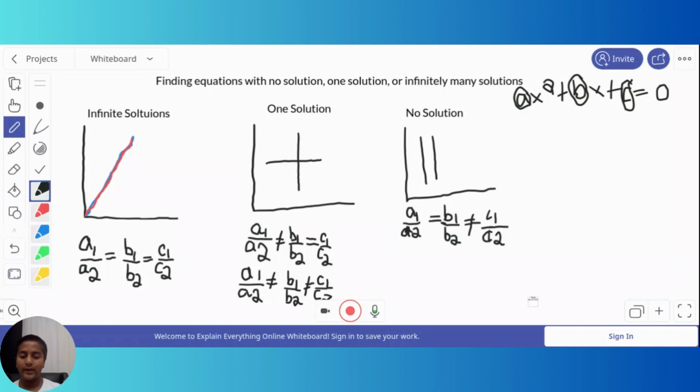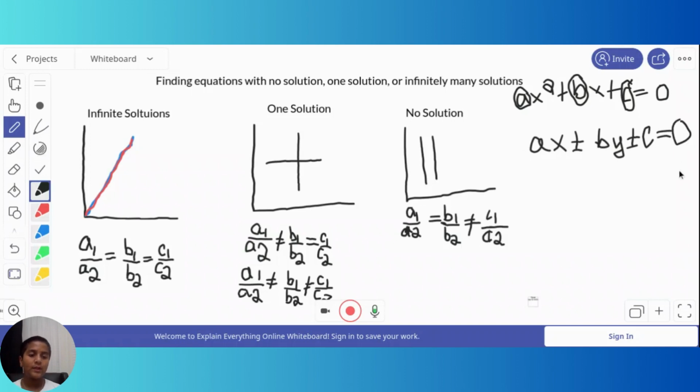And we have to make sure that the format for no solution, one solution, or infinitely many solutions is always going to be ax plus or minus by plus or minus c, which is always equal to 0.